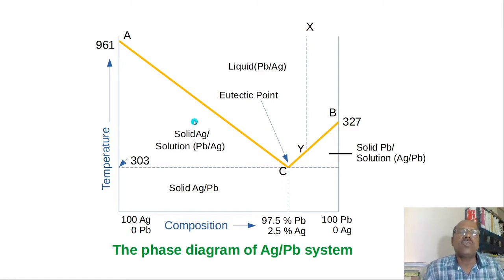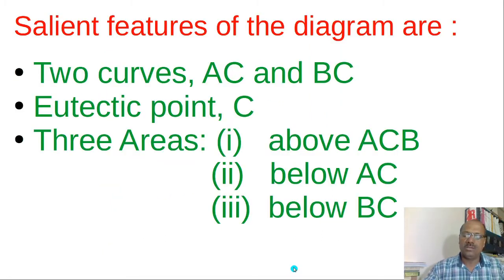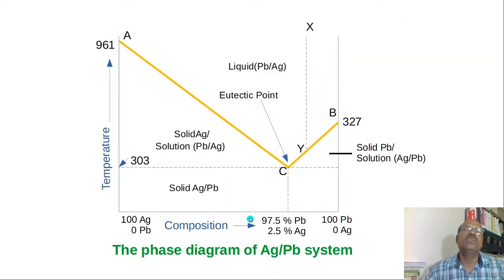Silver lead system is called a two component four phase system. There are two chemical constituents, silver and lead. Being there are two chemical constituents, the system is called a two component system. There are four phases: solid Ag, solid Pb, molten mass of silver and lead, and vapor phase.